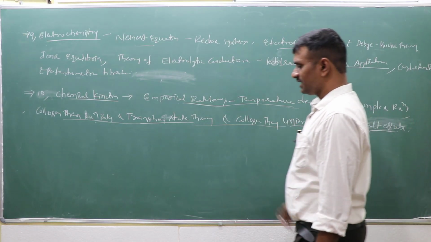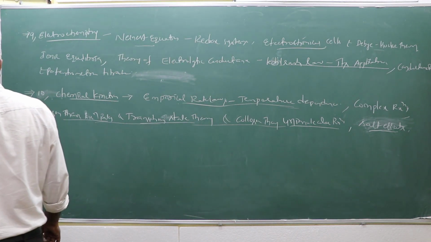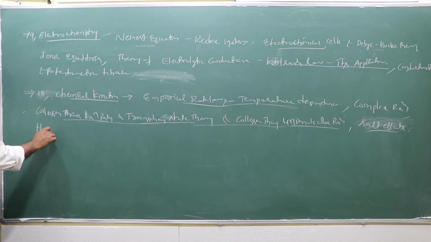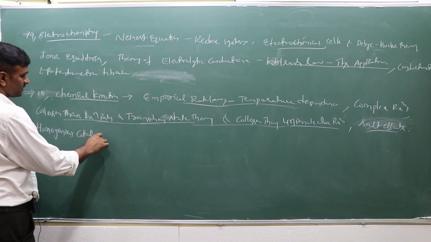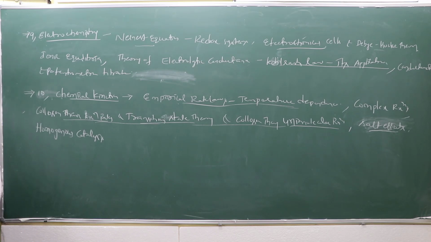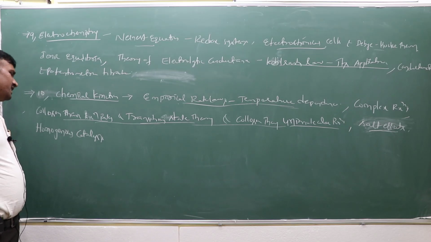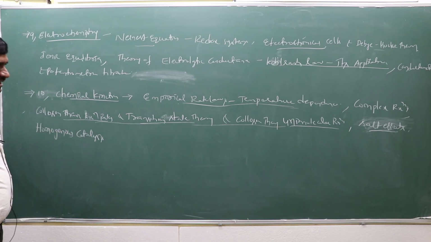Right? In the chemical kinetics point of view, homogeneous catalysis is also mentioned. Homogeneous catalysis is mentioned in the syllabus. So this unit is mentioned as chemical kinetics: empirical rate laws and temperature dependence, complex reactions, collision theory and transition state theory, unimolecular reactions, as well as salt effects and homogeneous catalysis.